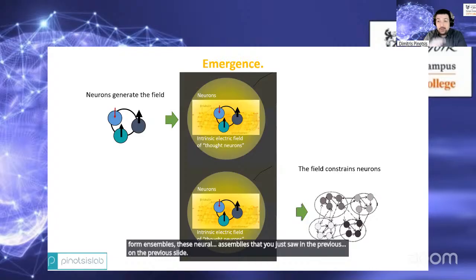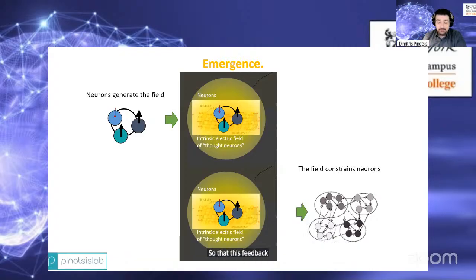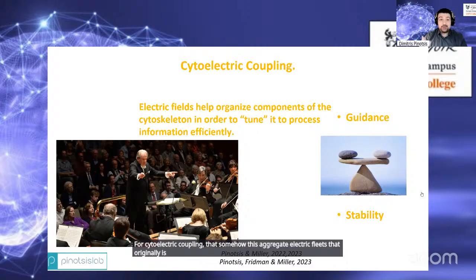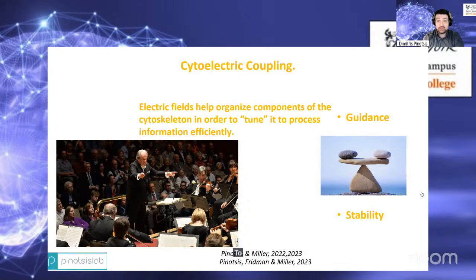So this feedback mechanism is precisely the idea of cytoelectric coupling: that somehow this aggregate electric field, originally produced by individual neurons, then feeds back to neurons, but also to other structures in the cytoskeleton. And there's a goal here, right? The goal is to tune the cytoskeleton, the neurons and the proteins, the microtubules, the filaments, all the biology that binds neurons together, the extracellular matrix, to process information more efficiently.